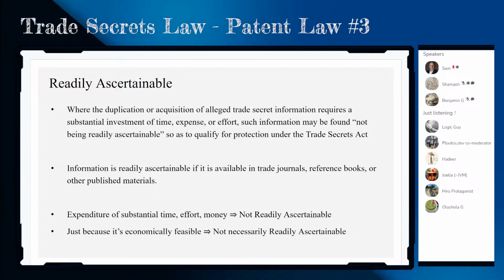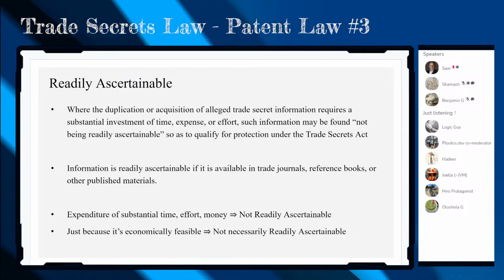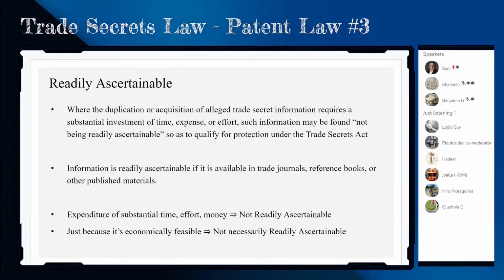And the court here gives a really good marker that says information is readily ascertainable if it is available in trade journals, reference books, or other published materials. So these days, what we say is that it's readily ascertainable if it's on the first 2 pages of your Google search.